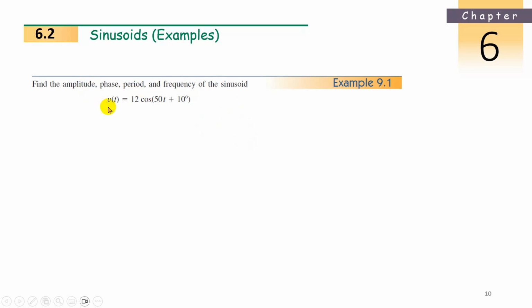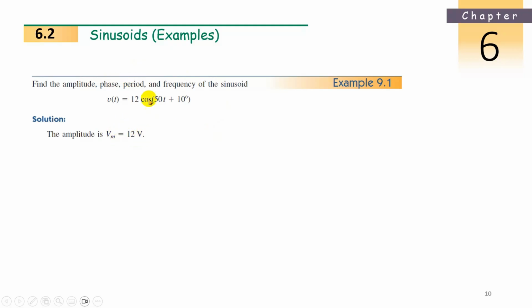So what is the amplitude? It is directly Vm, equal to 12. 12 volts is the amplitude. It varies from 0 to 12, from 12 to 0, from 0 to minus 12, and from minus 12 to 0. So that is the amplitude, nothing but 12 volts.